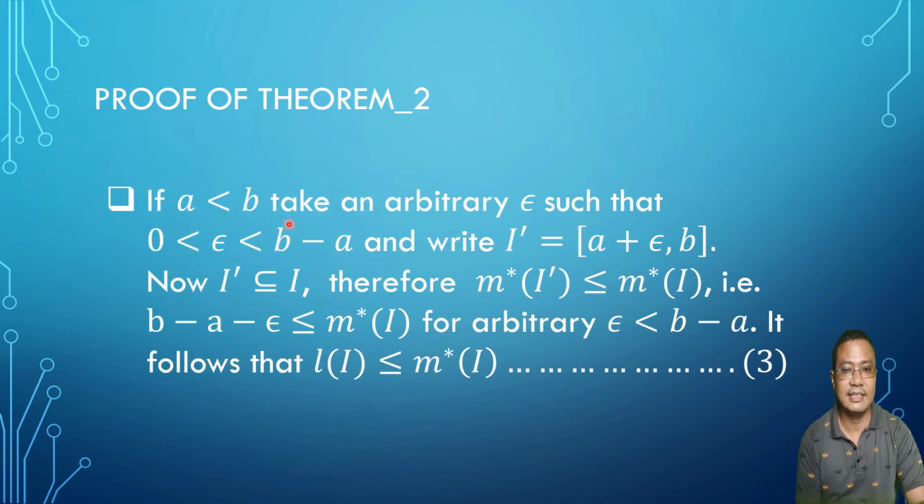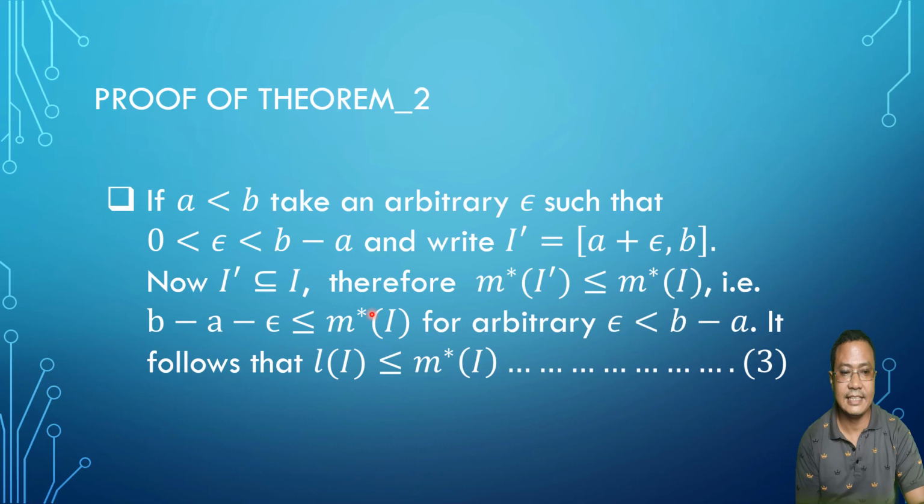Then you take an arbitrary epsilon such that epsilon is less than b minus a, that is the length of the interval. Then you put I prime exactly equal to the closed interval a plus epsilon, b. So this is a closed interval. For closed intervals we have already proved the theorem, and obviously I prime will be a subset of I. So the outer measure of this one will be less than or equal to the outer measure of this one. That is what we are writing here.